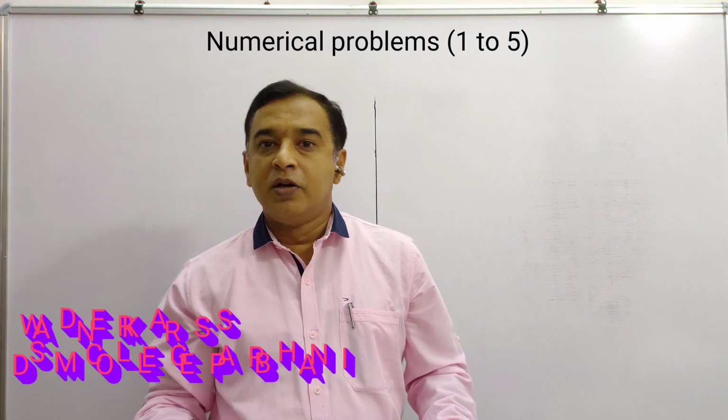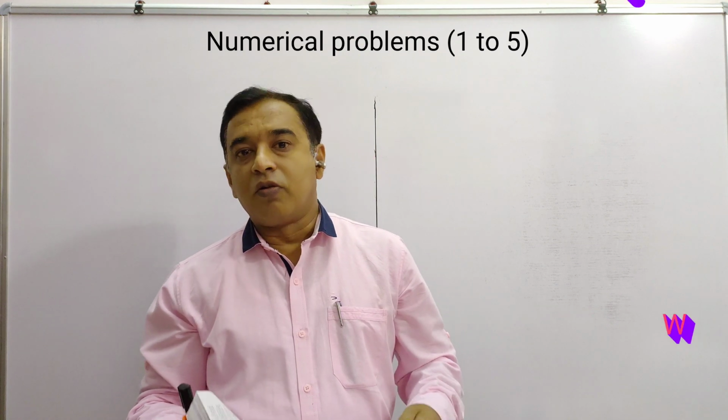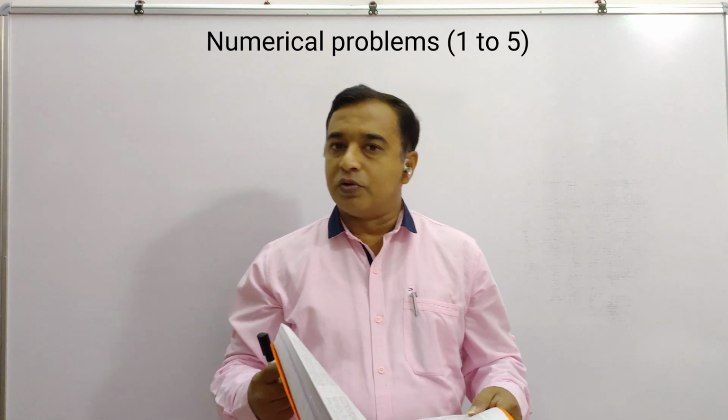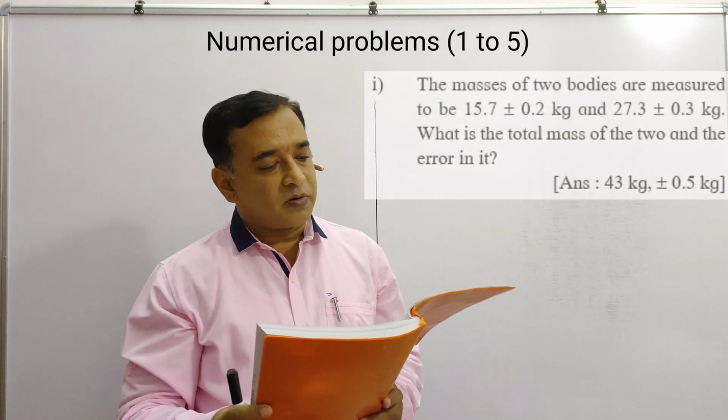Today we are going to take the problems of 11th Units and Measurement, from 1 to 5. So let us solve from the unsolved section of the book, that is the board book. So here is the Balbharti first problem.